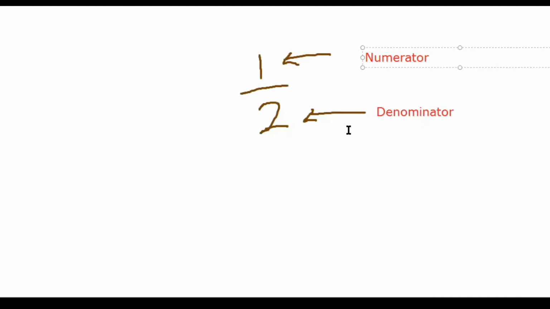Right. Okay, so everyone listen. This below part is known as denominator and this above part is known as numerator. Okay, write this down quickly.